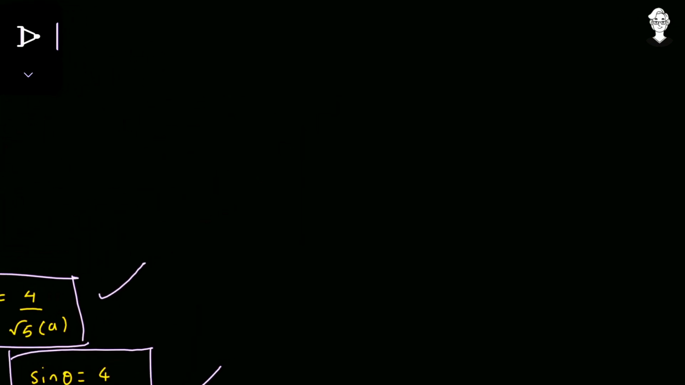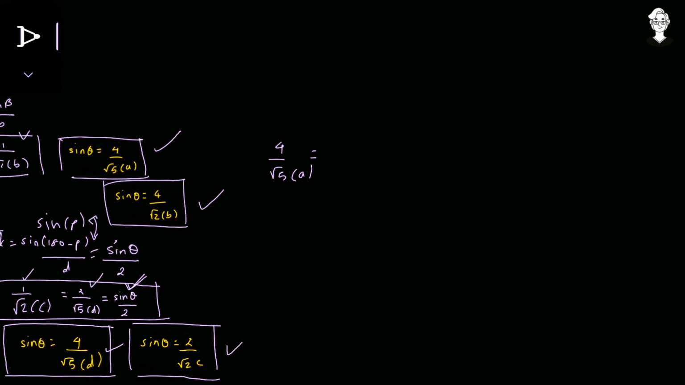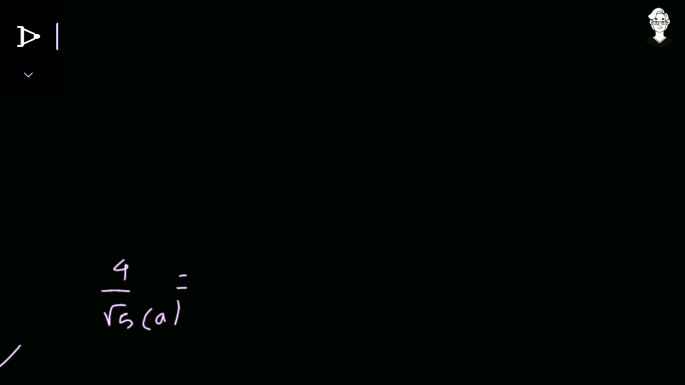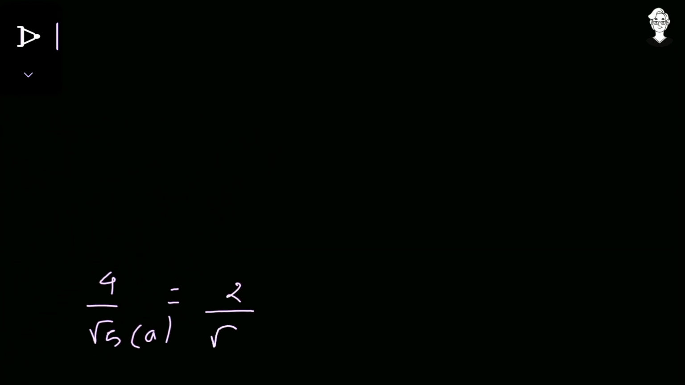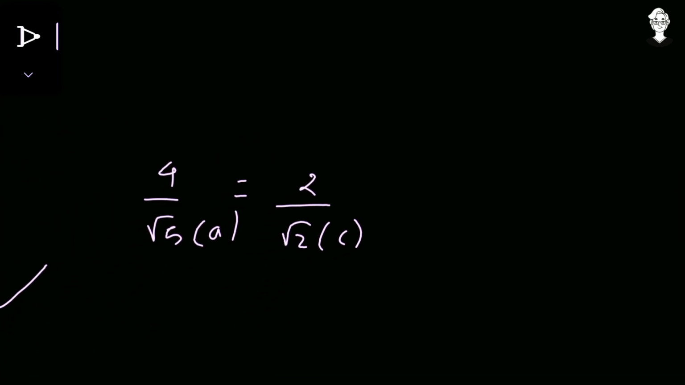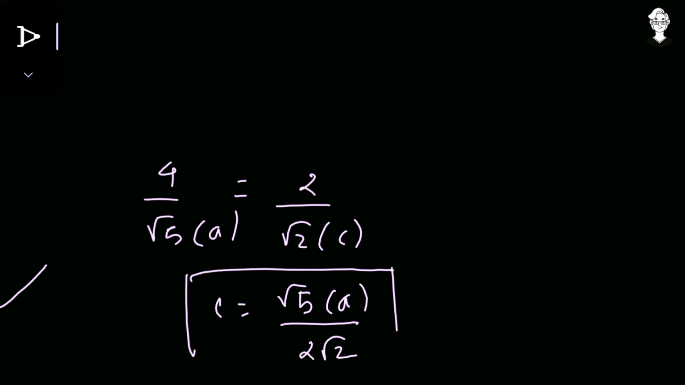So comparing the A with the C, 4 upon square root of 5 times A is equal to square root of 2 upon square root of 2 times C. So from here I get the value of C, that is C in terms of A, which is square root of 5 times A upon 2 root 2. This is the value of C in terms of A.